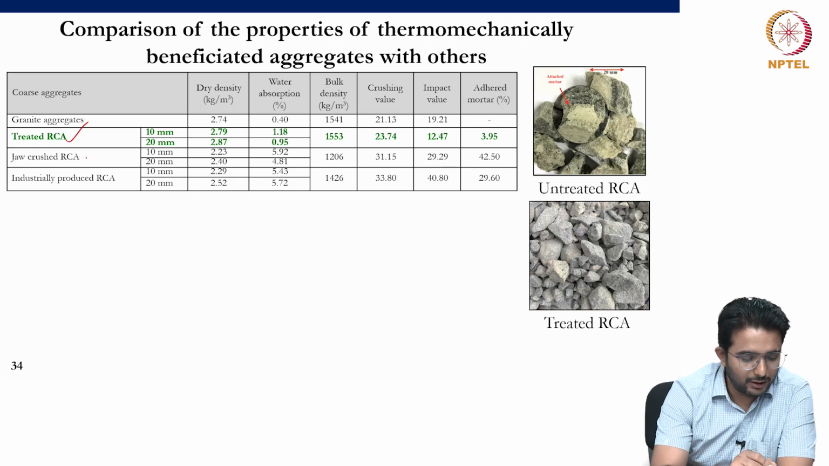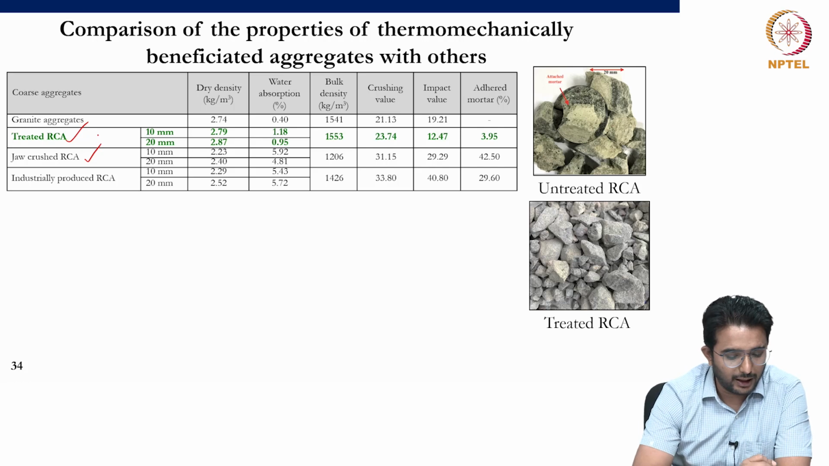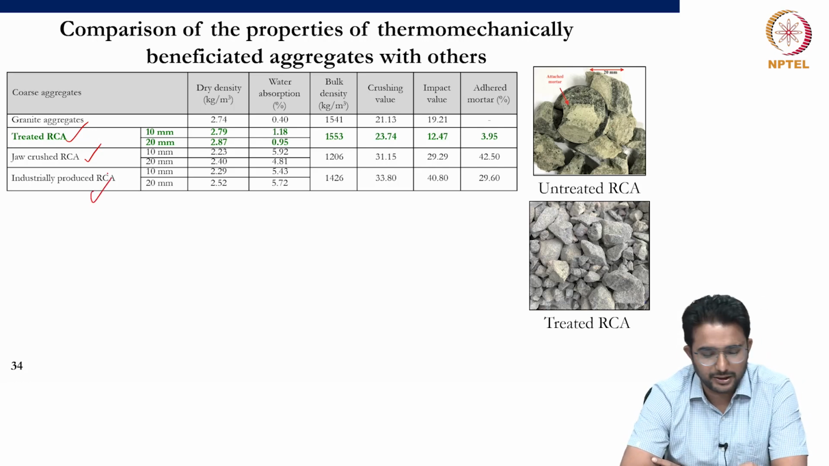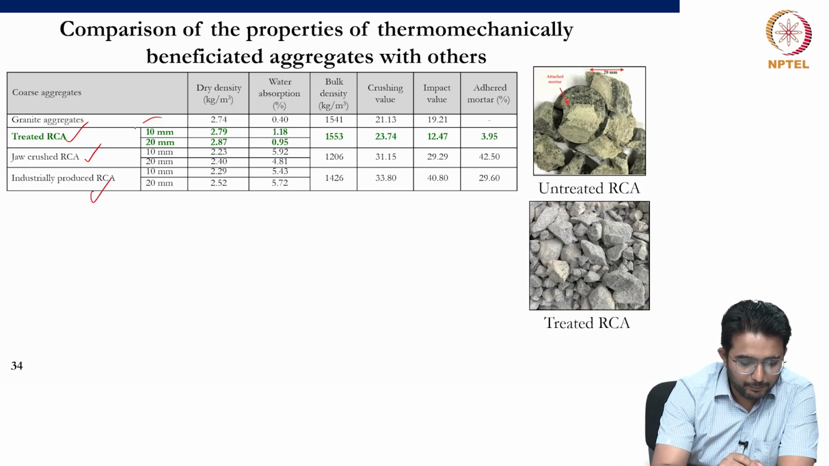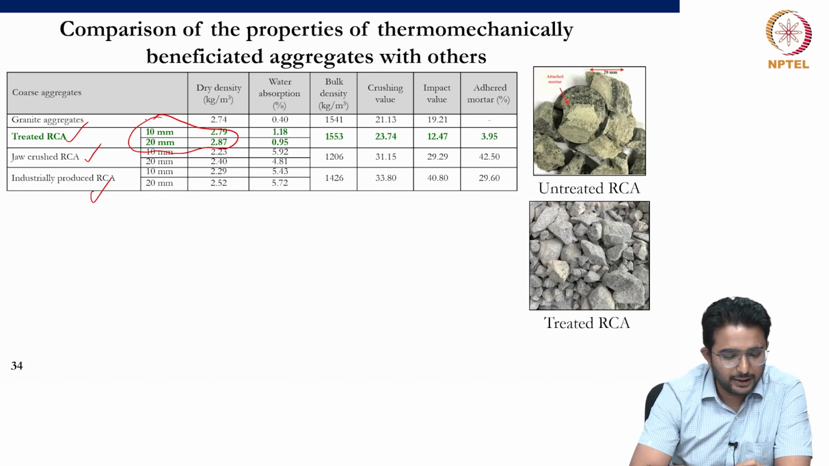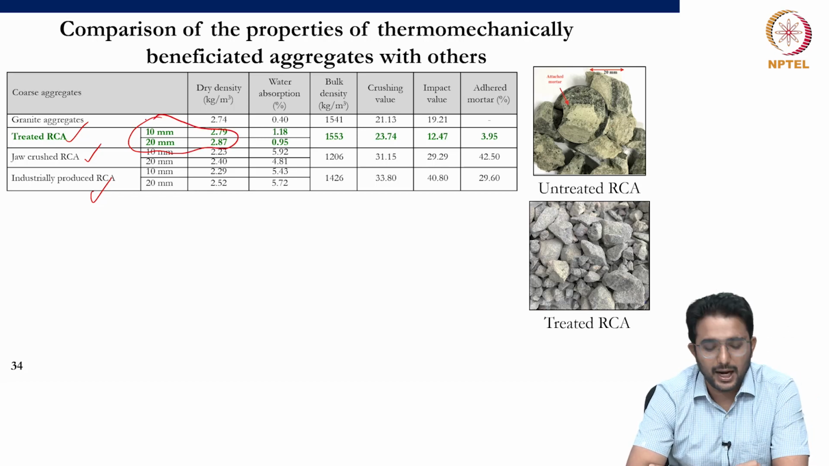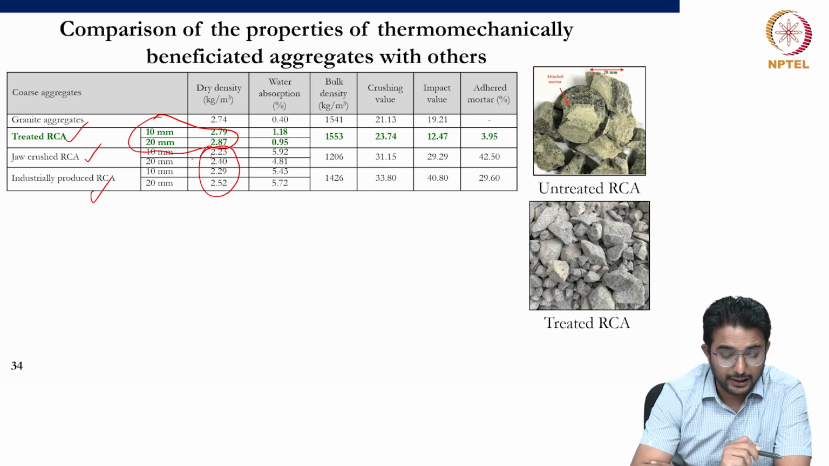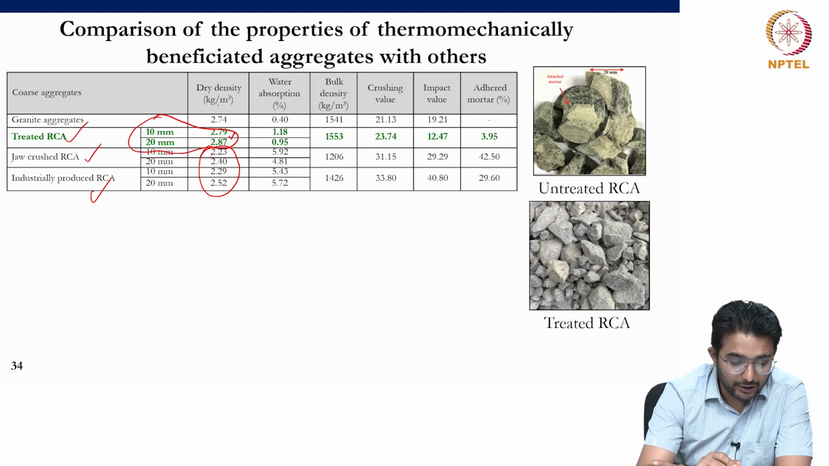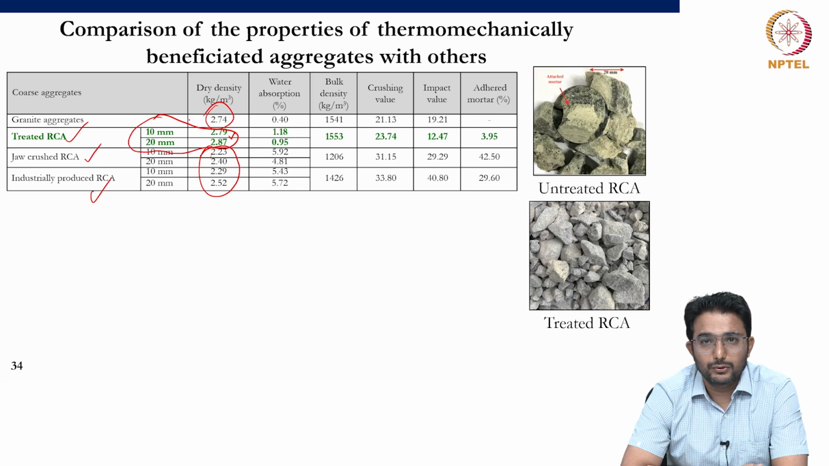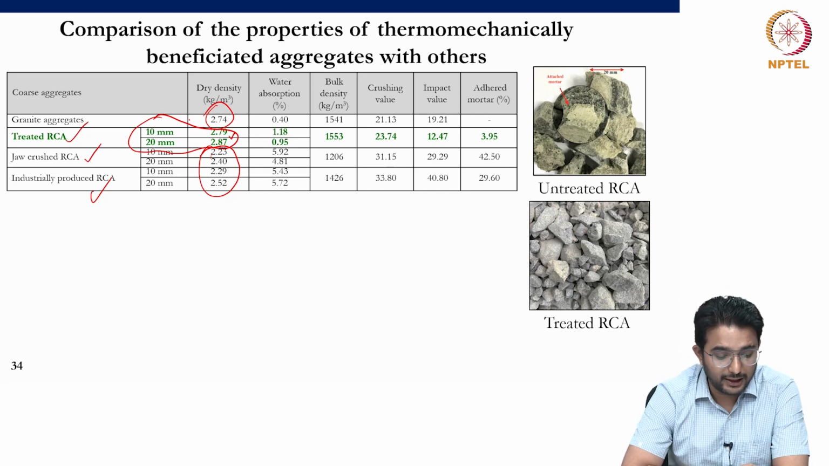Here there is a comparative study that has been done, wherein the thermomechanical beneficiation RCA is compared with without-treatment RCA, and also with the industrially produced RCA. Here you can see the properties of the thermomechanically beneficiated RCA are significantly higher than the other aggregates. In fact, the density was even higher than the conventionally used granite aggregate that is found in India, right?